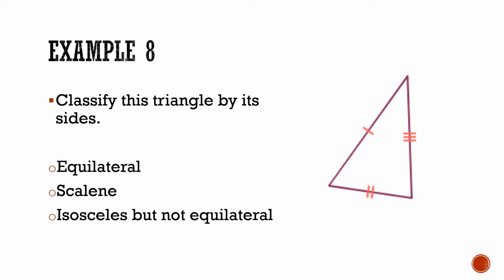Okay, so sometimes instead of being given dimensions of sides or the measure of angles, you will just see symbols. So this 1 mark, 2 mark, and then 3 marks tells us that all three sides are a different length. So if all three sides are a different length, then this is a scalene triangle.